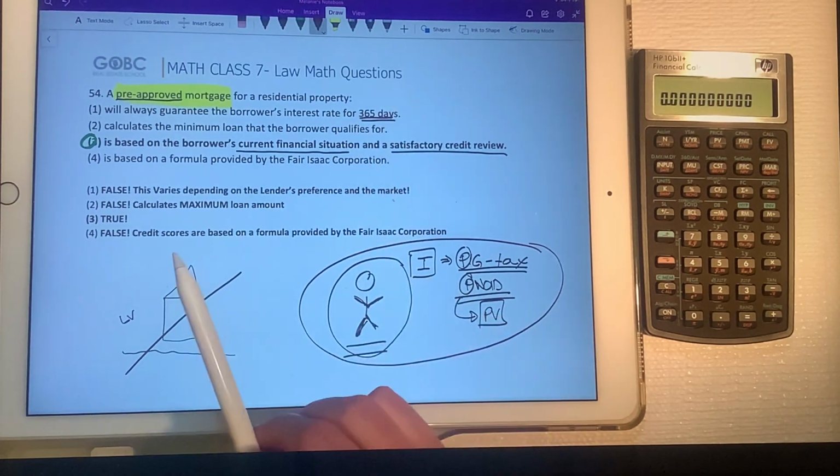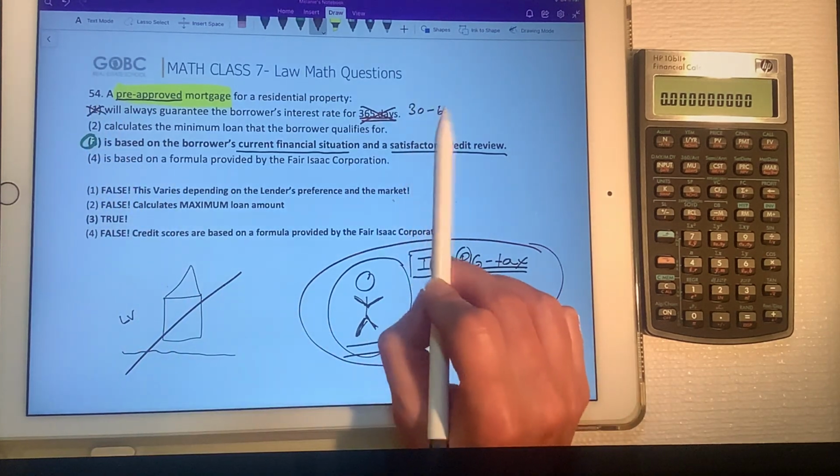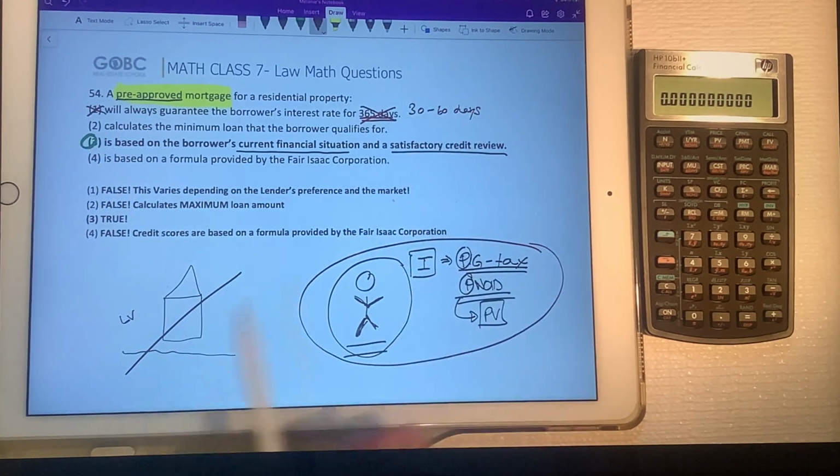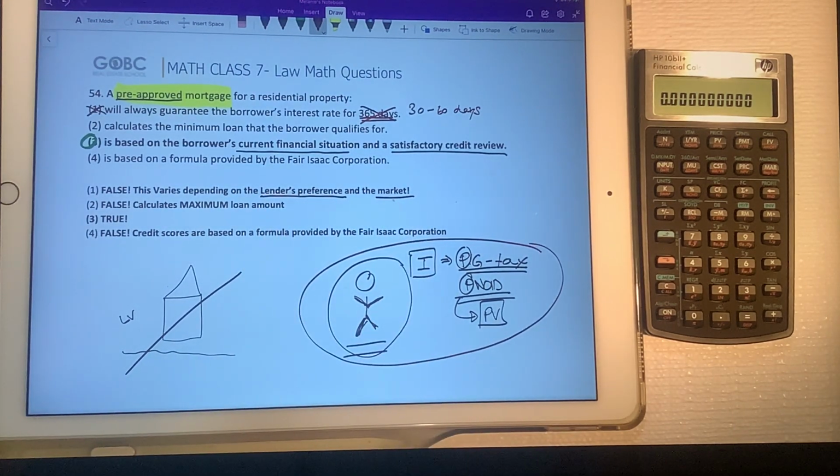We wish it were 365 days, but it isn't. Usually it's 30 to 60 days, okay? It depends on a lot of different things. It depends on what the market's doing. It depends on what mortgage rates are doing. It really depends on what the lender's preference is for that pre-approval process, but typically it can be anywhere between 30 to 60 days. The number two says it calculates the minimum loan that the borrower qualifies for.